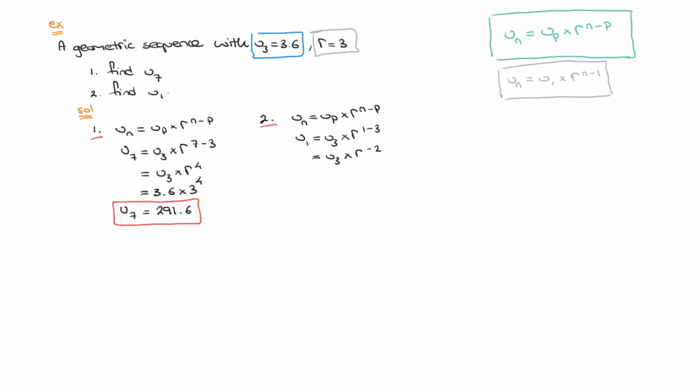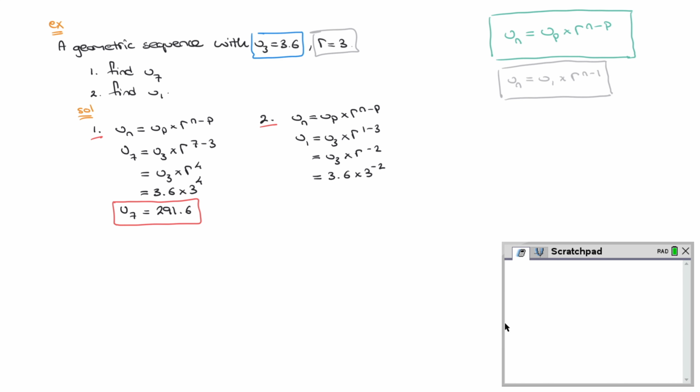Okay, all we have to do now is replace u sub 3 by 3.6 and r by 3, so that this states that the first term is equal to 3.6 times 3 raised to the power of negative 2. And at this stage, I turn over to my calculator again, and I go ahead and calculate 3.6 times 3 raised to the power of negative 2. And I click on Enter. And we're done. This sequence's first term, u sub 1, is equal to 0.4. And I'll go ahead and box that result.